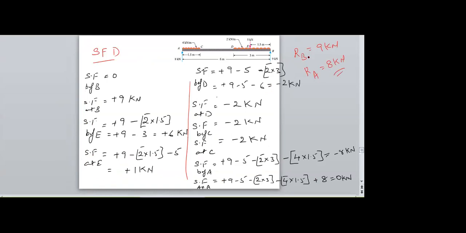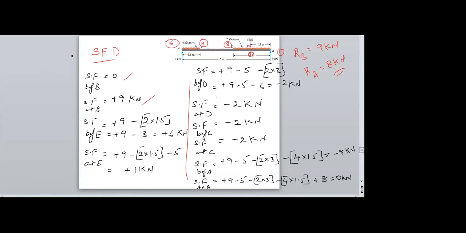The procedure will be the same. Each and every point needs to be considered. So the first point is B, the second point is E, the third point is D, the fourth point is C, and the fifth point is A. Before B it is 0, yet B is 9, a positive value. Now I need to consider the E point, before E.